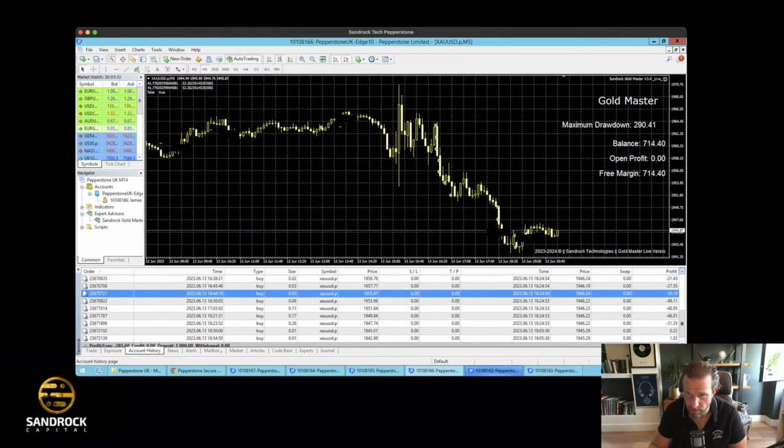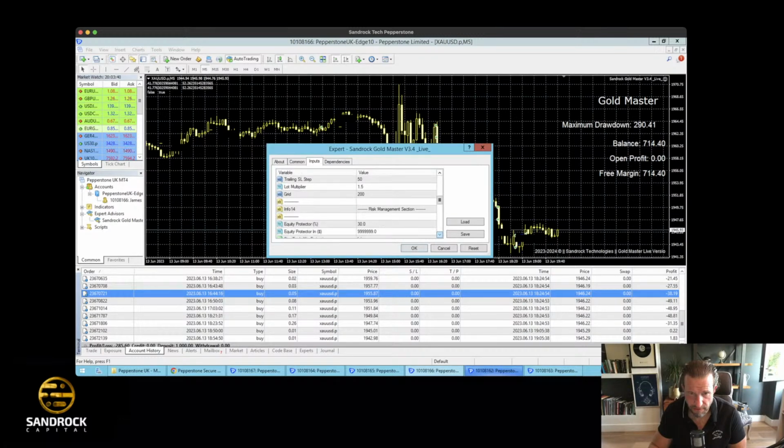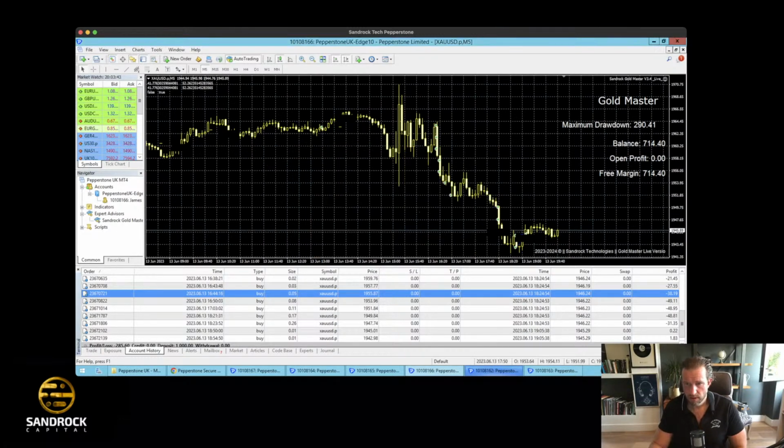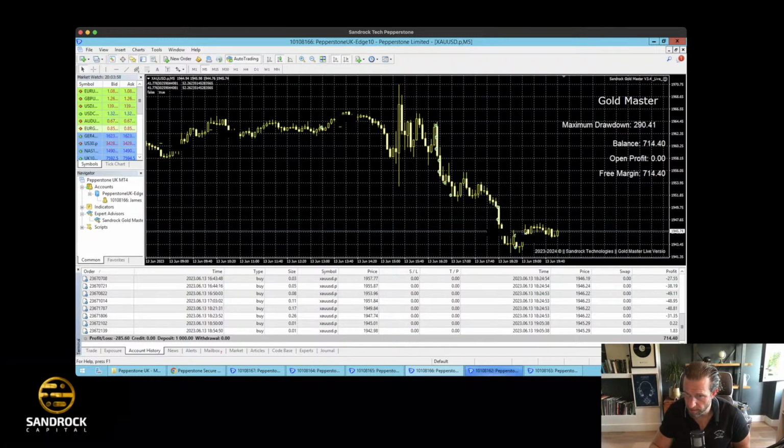So the equity protector was on at 30%. So obviously 30% of 1,000 and whatever it was is about £714. So that's a shame that happened. But again, I'm showing you what can happen in this situation. It's proven the equity protector works. I made a 285 loss on that particular bot just simply because there's not enough money in the account.